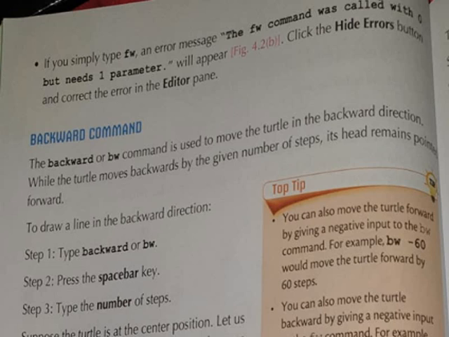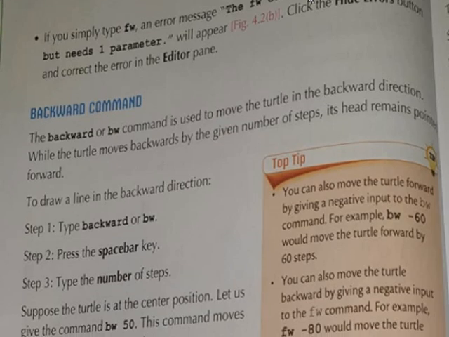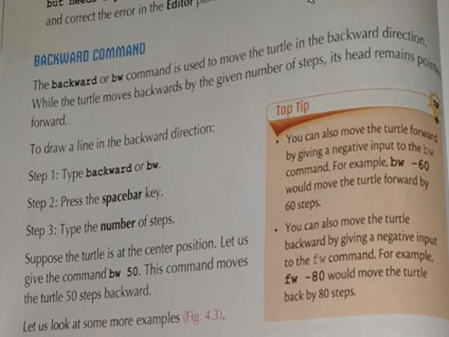If you simply type FW, an error message will appear. The message will be: the FW command was called with 0 but needs 1 parameter. This message will appear. Then you have to click the hide errors button and correct the error in the editor pane the way I explained earlier. I have already explained how you have to correct the error.